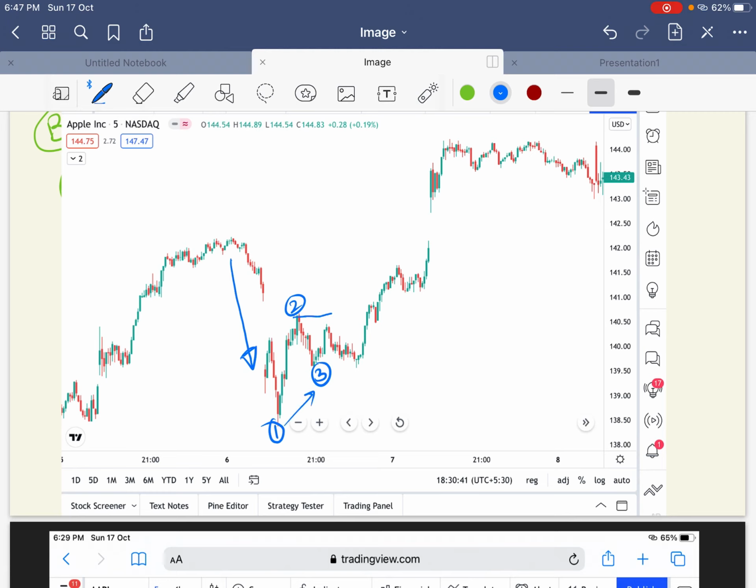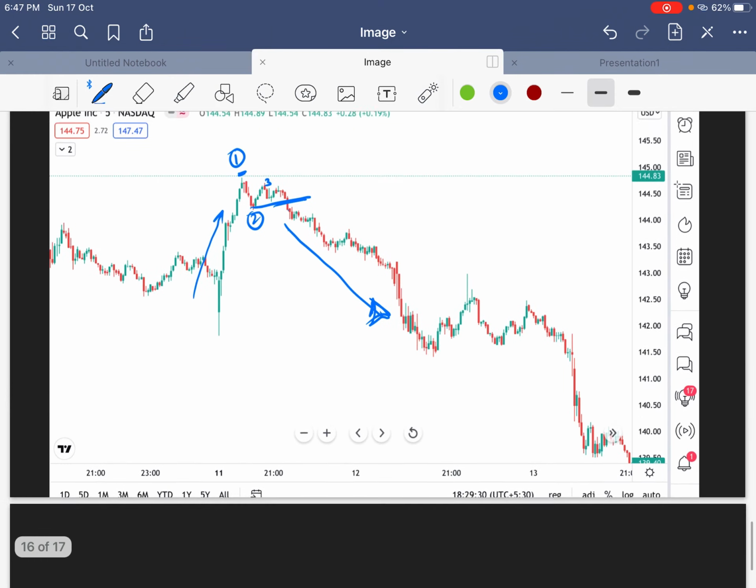So you can take entry after the breakout of 2, and you can put your stop loss after 1 or 3 as per your money management. So you can take entry from here and wait for a longer target. As you can see, it achieved its target directly on the chart. So there are many examples.